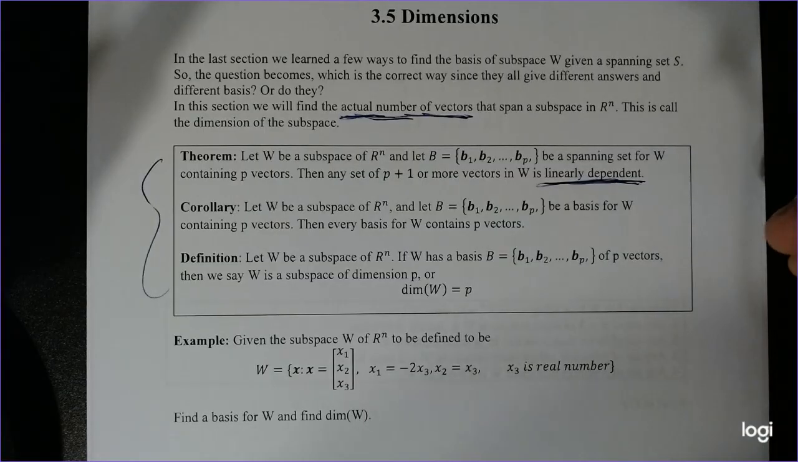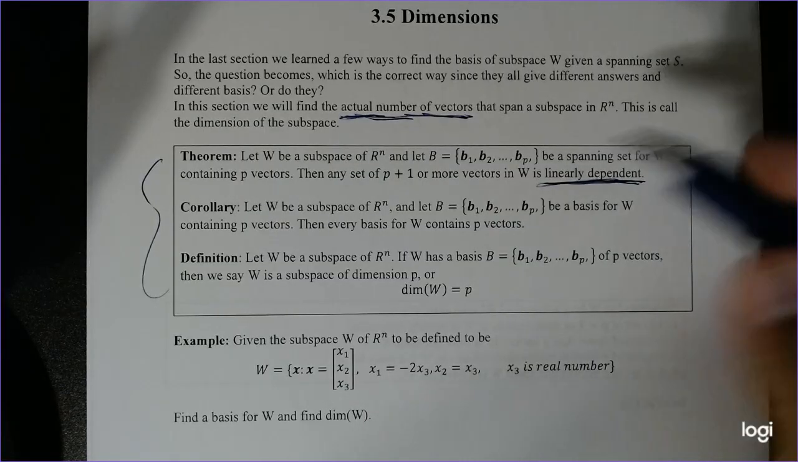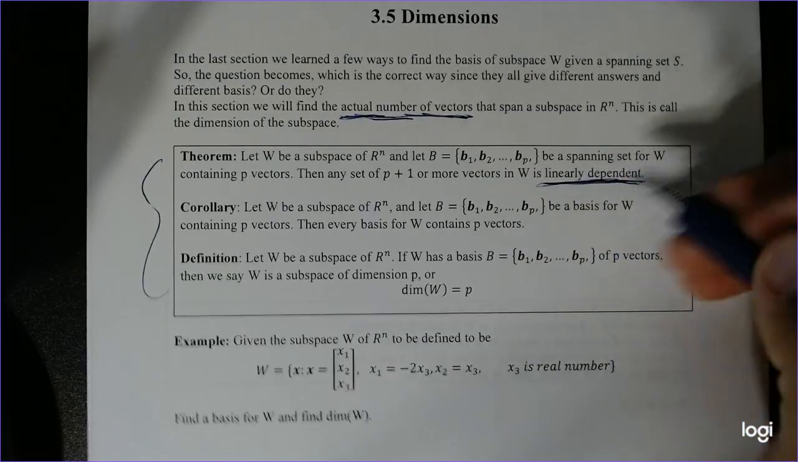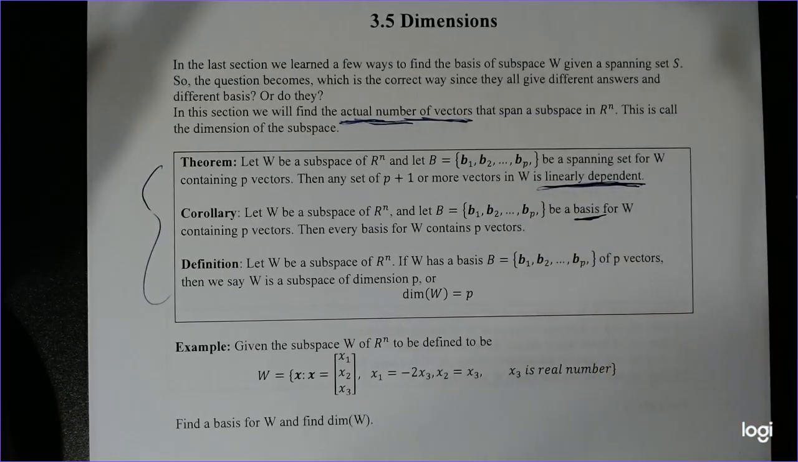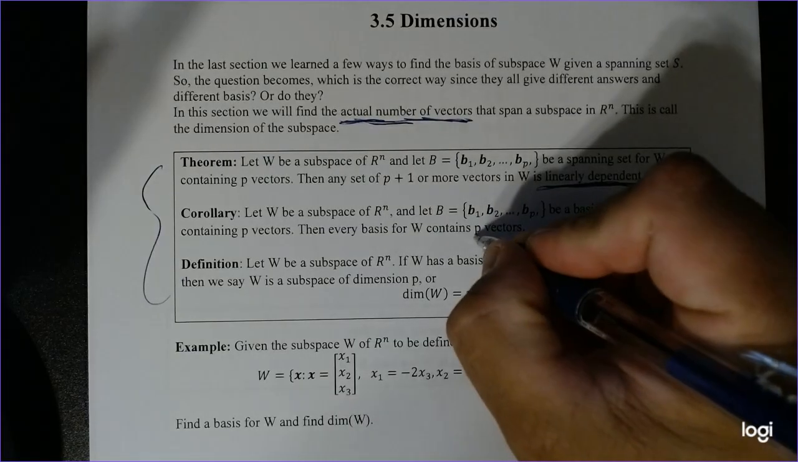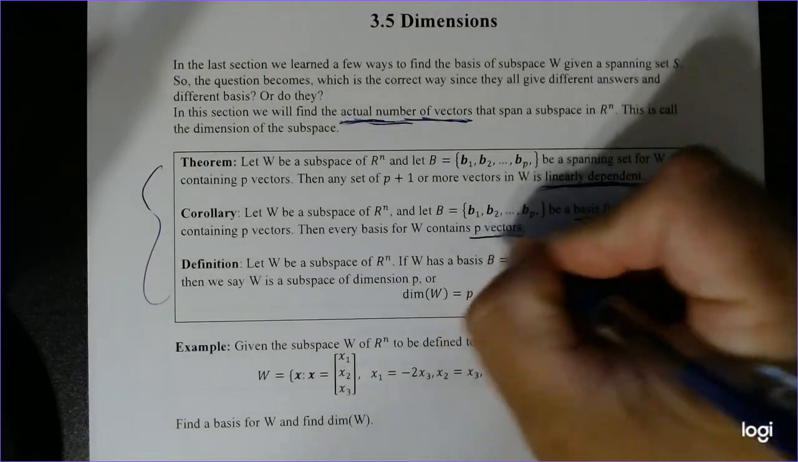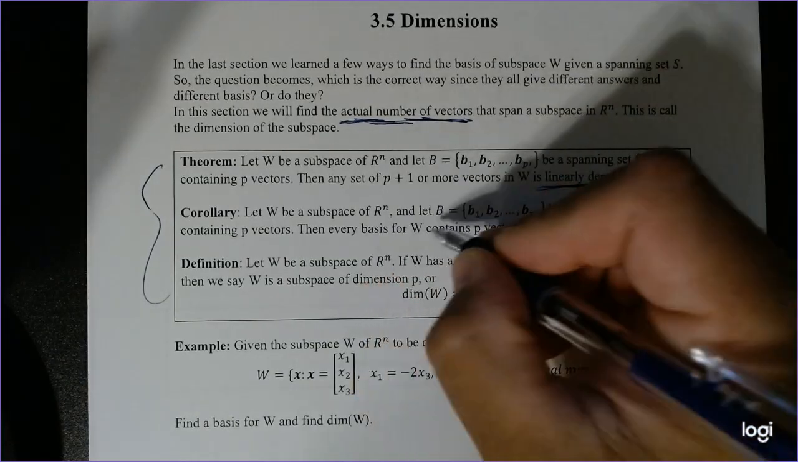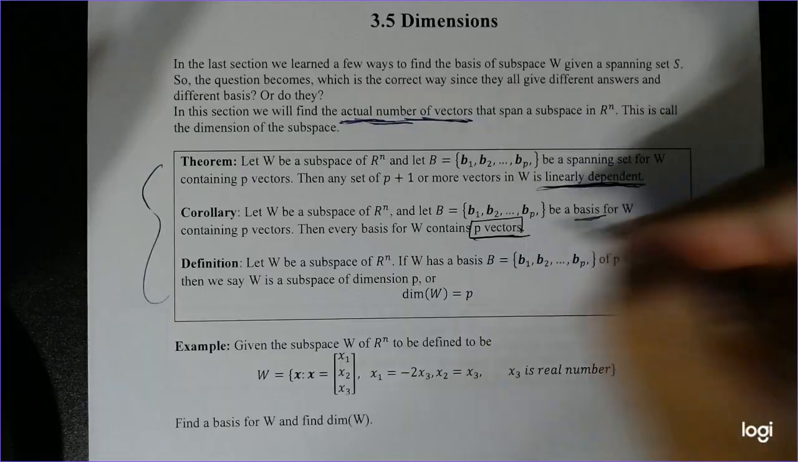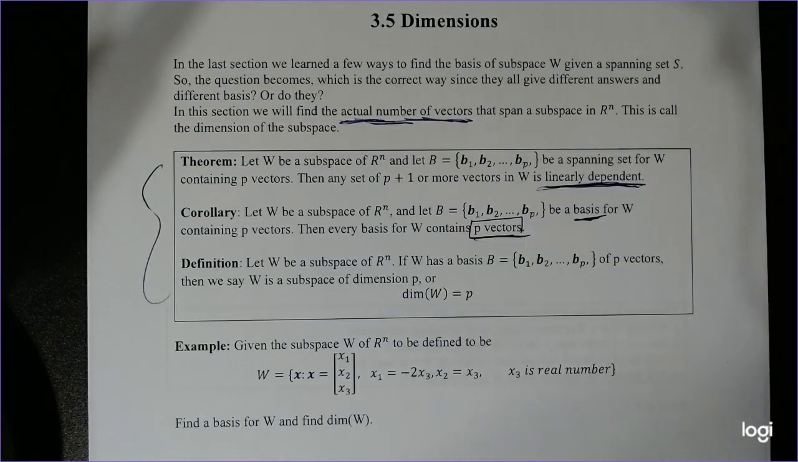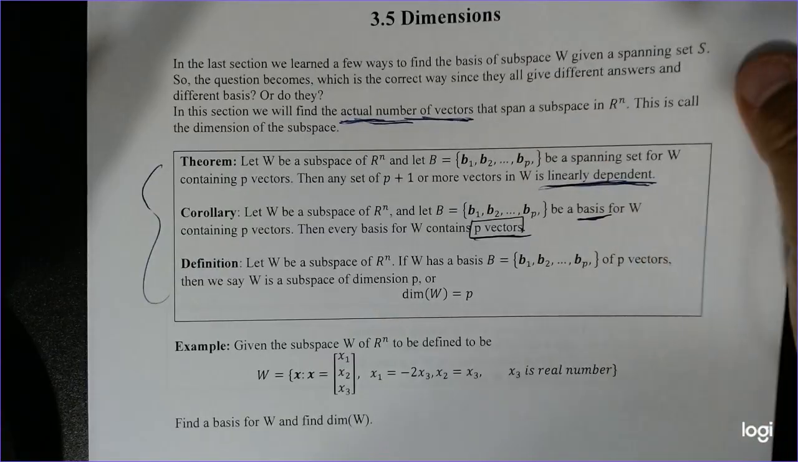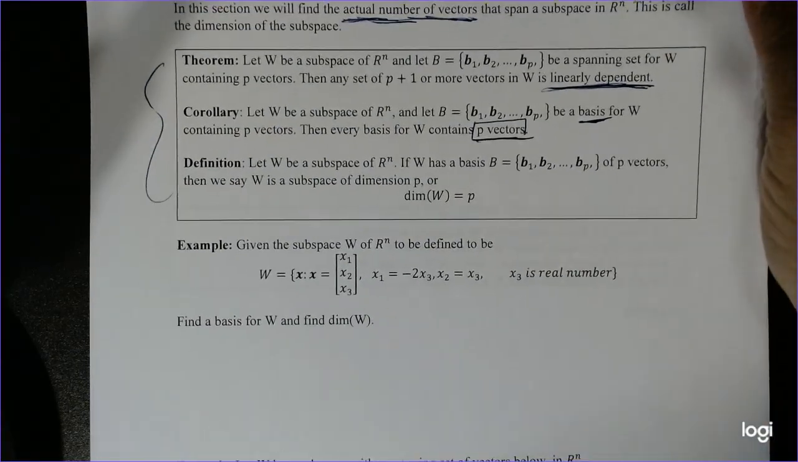So the next corollary: let W be a subspace of Rn, and let B, with vectors 1 through P, be a basis for W containing P vectors. Then every basis of W contains exactly P vectors. And that's what I was talking about earlier: no matter what you do, you can find multiple bases, but every basis will have exactly the same number of vectors. That corresponds to the theorem up here.